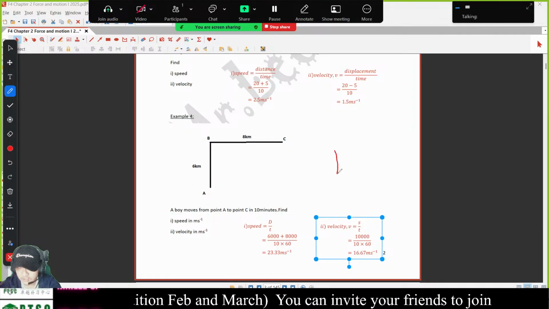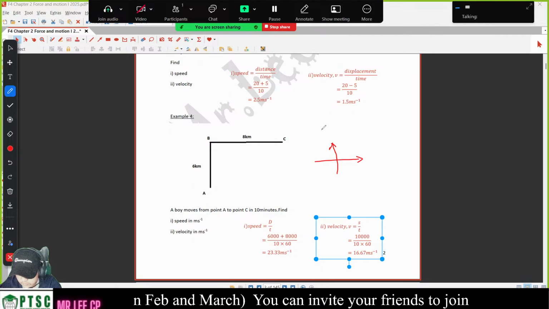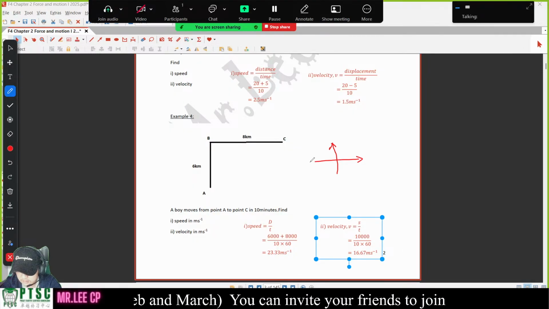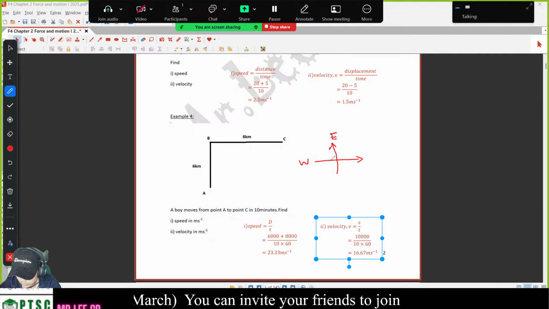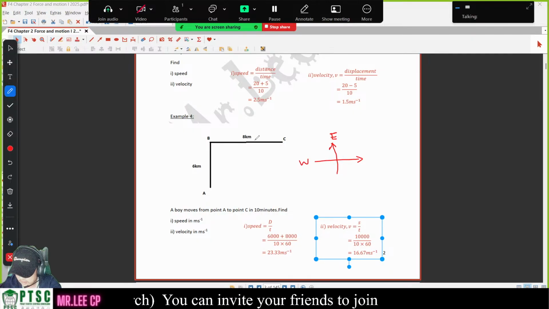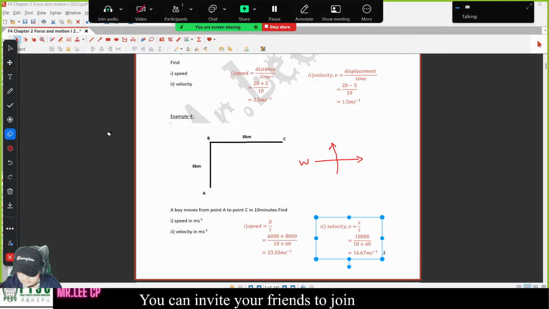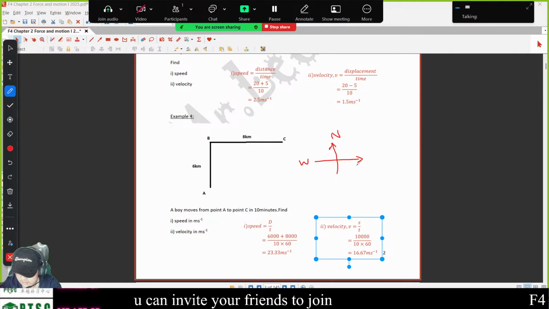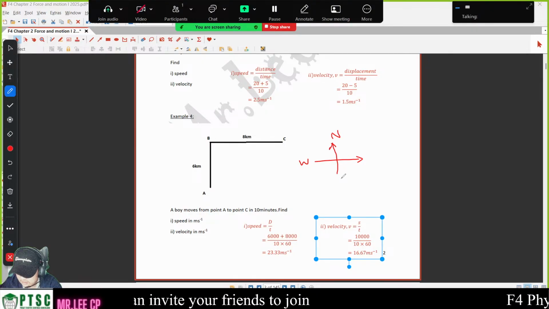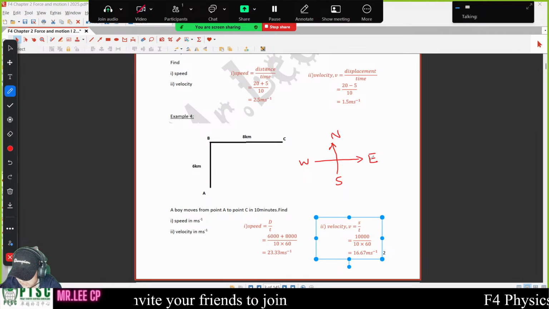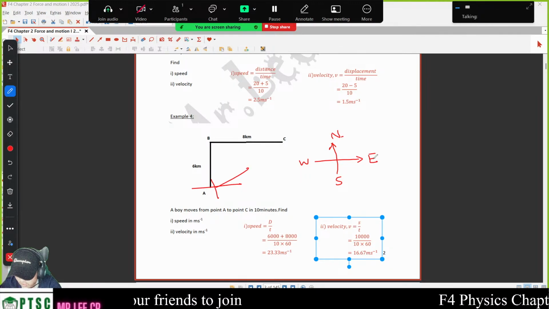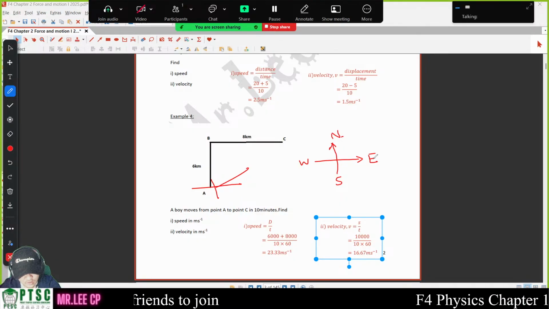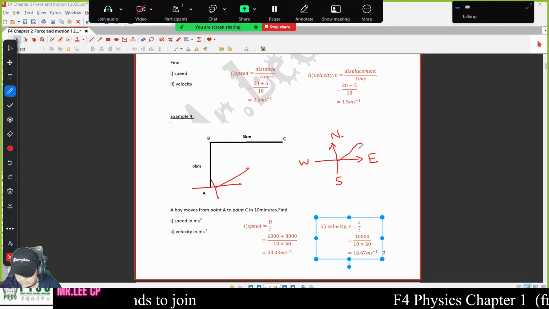Now, in case you want to know, this is east, this is west. No, this is north. Sorry, this is north, south, east, and west. Right. So now into this direction, it is northeast. The direction is northeast. Right, into this direction, northeast.